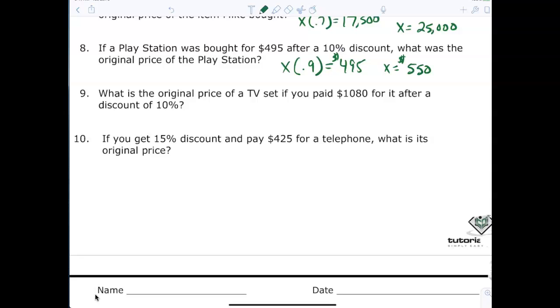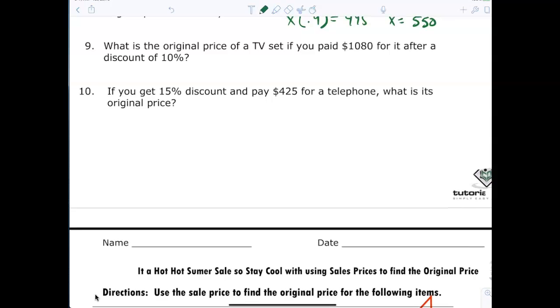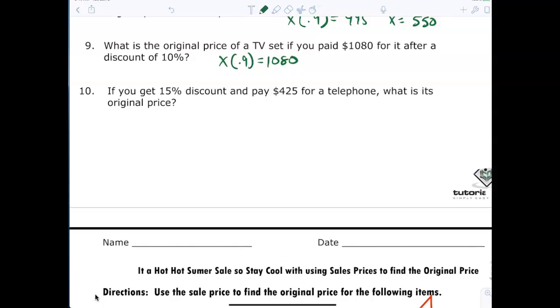All right, here we go. Next. What is the original price of the TV set if you paid $1,080 for it after discount? I'm listening. So X times parentheses 0.9 equals 1,080, and if you divide that, you get 1,200. Yes. Everybody agree with that? Yep. Thank you. Easy, right?